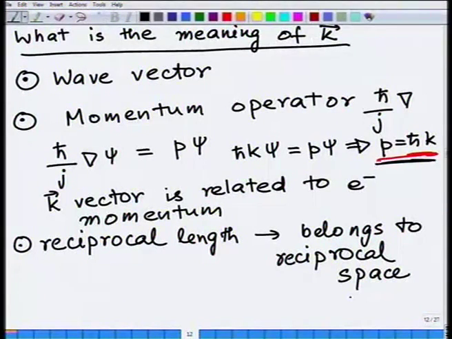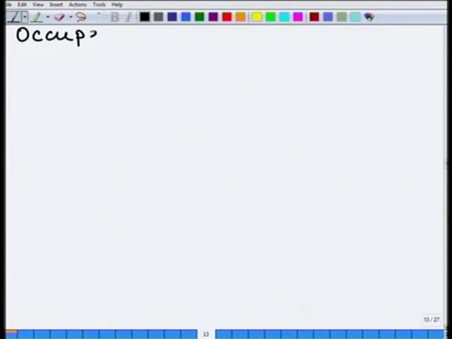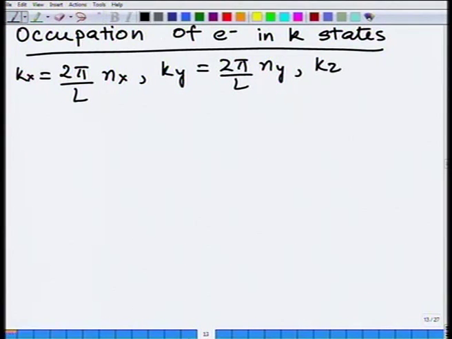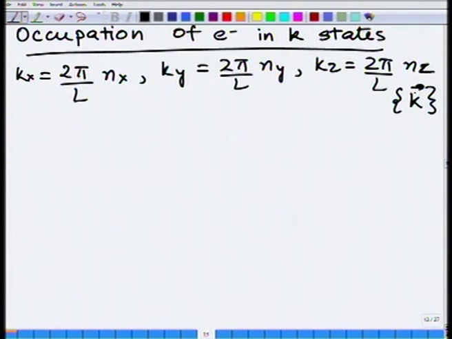Now, what do we have? We have states. So, let us look at occupation, the next topic and the last topic for this lecture. What have we derived? We have derived kx equal to 2 pi by L nx, ky equal to 2 pi by L ny, kz equal to 2 pi by L nz. We have said that these are the 3 quantum numbers nx, ny, nz. These therefore define the k state. That means together they define a k state.